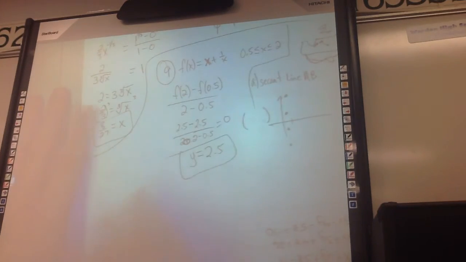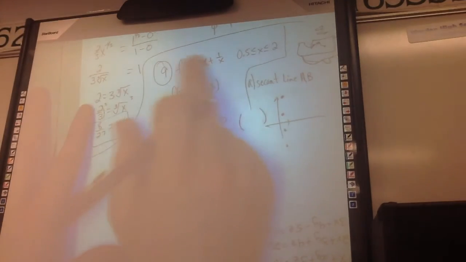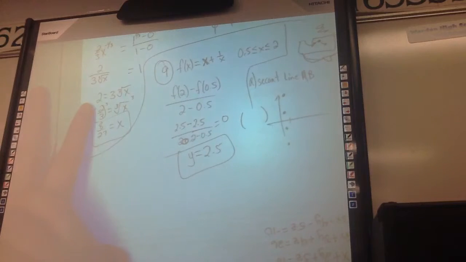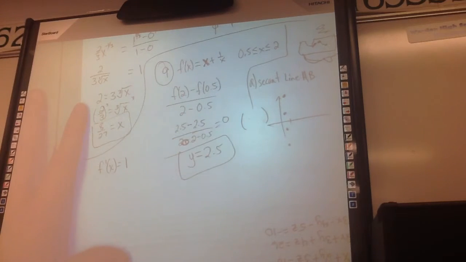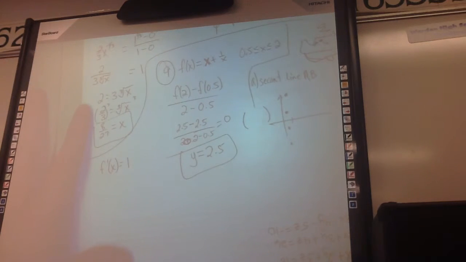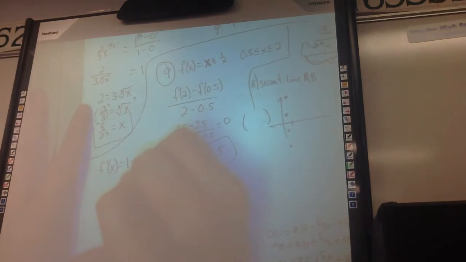What is the slope of our secant line? You said equal to 0. Okay. So we want to find out when the slope of this will equal 0. So now we're going to find the derivative of 1 over x. You do the quotient rule. Minus x to the negative 2.